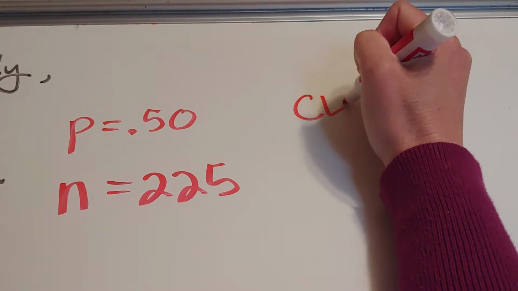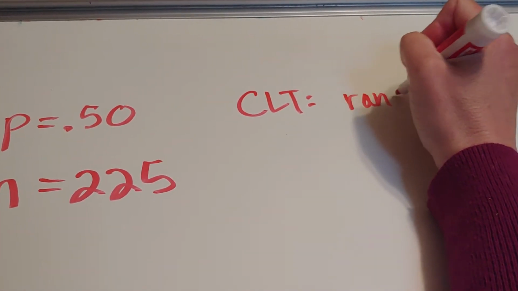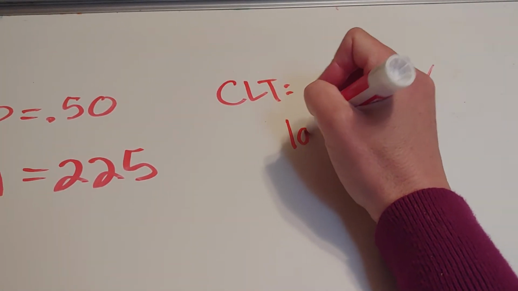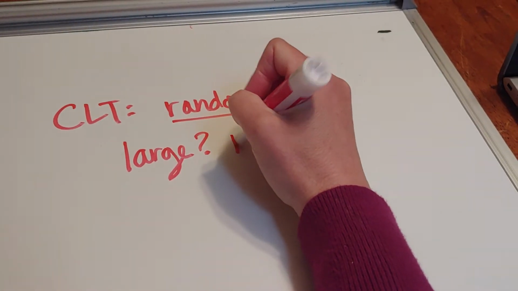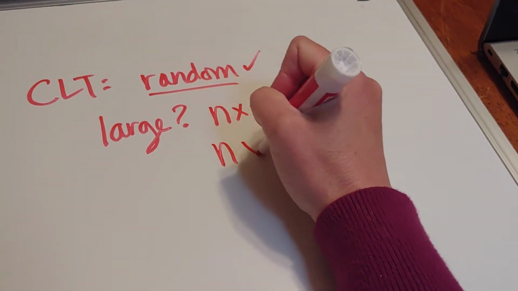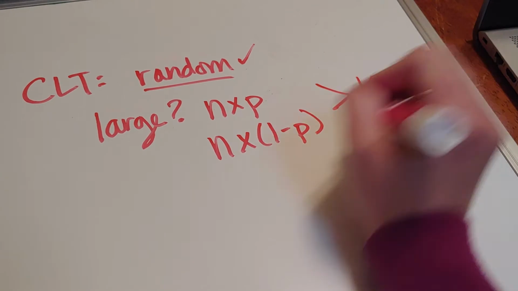So what the central limit theorem does is it says that it has to be random. And yes, we had that word over in our problem. And then it has to be large enough. And that's that really weird n times p and n times 1 minus p. And we need to make sure that both of these are bigger than 10.